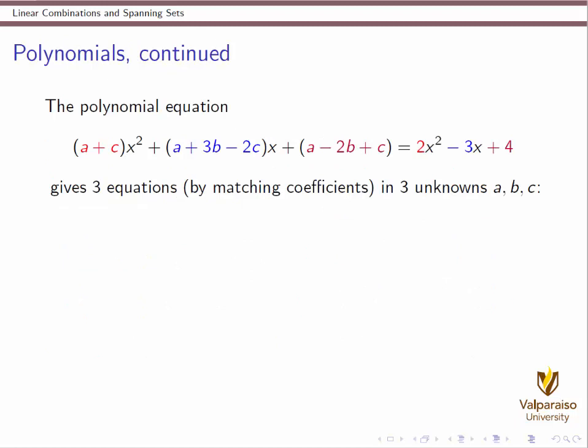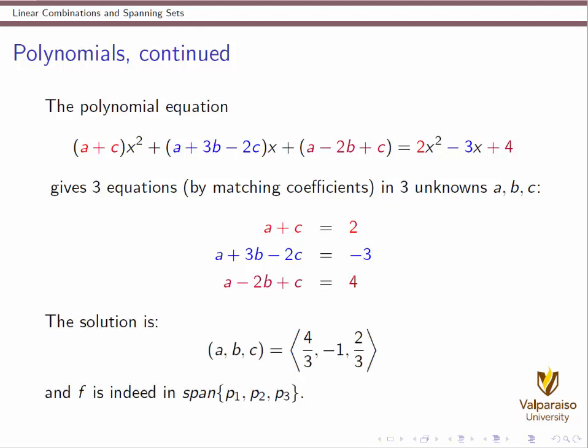So here it is again in living color. The coefficients of x squared have to match from the left and the right. Similarly, the coefficients for x and also the constant term. 3 equations, 3 unknowns. You know how to solve it. It does have a solution. And so since we can write f as a linear combination of the 3 polynomials p1, p2, p3, f is in the span of those.